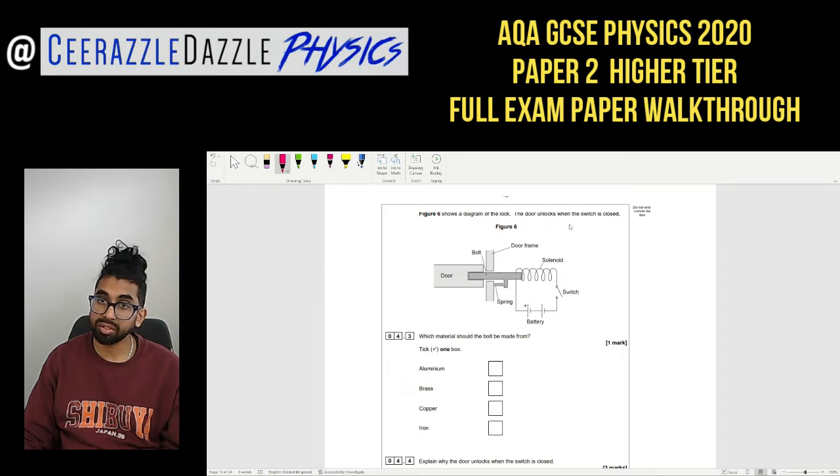Figure 6 shows the diagram of a lock. The door unlocks when the switch is closed. Which material should the bolt be made from? Well, obviously it's about magnetism here, so I'm looking for a magnetic material. It's going to be iron.